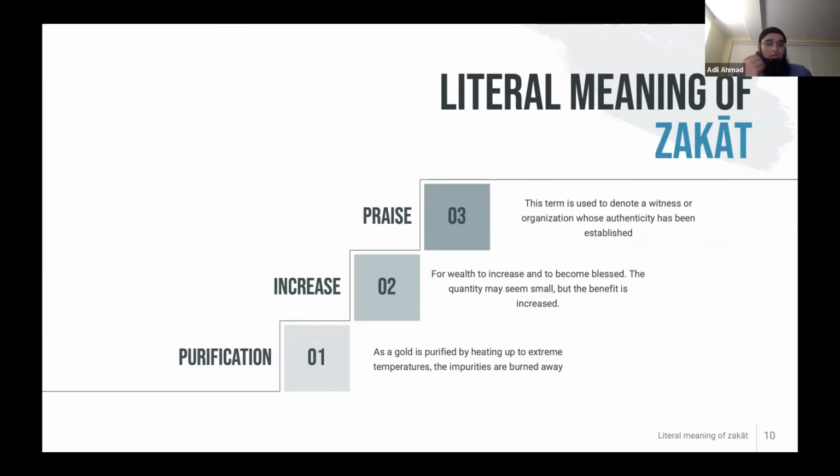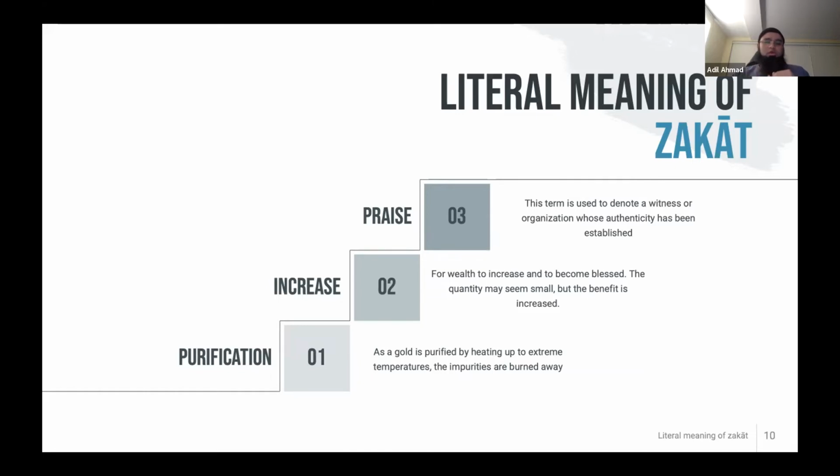Another literal meaning of the word zakat, or zakka yuzakki, is to increase. It comes with this meaning of increasing and becoming blessed. What a person literally sees when he is discharging his zakat is that the quantity is decreasing. But Allah subhanahu wa ta'ala and His Rasul sallallahu alayhi wasallam are telling him that this wealth is actually increasing, and not only is it increasing, it is becoming blessed. The quantity may seem smaller, but the benefits are increasing.